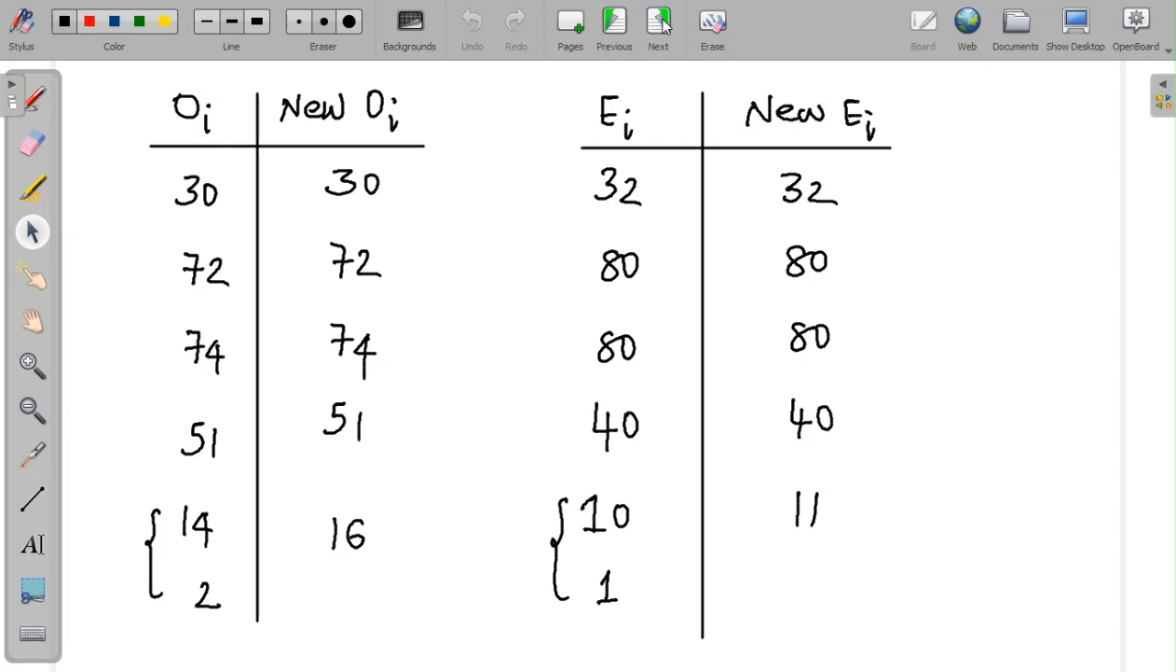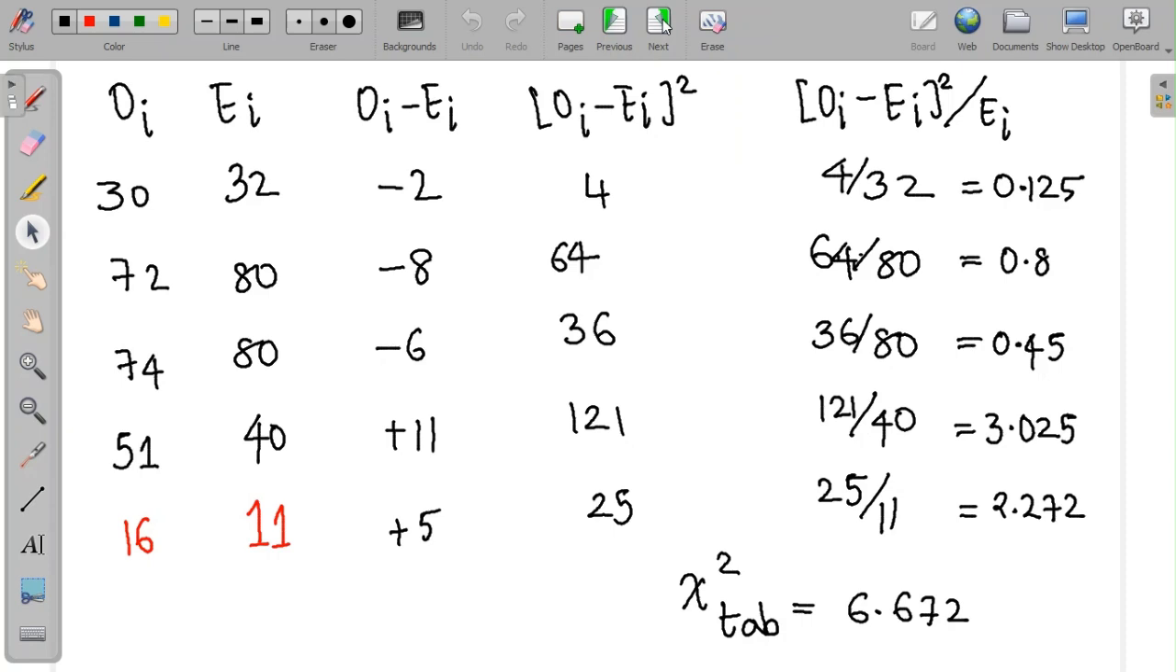Once we get these, we have only 5 classes. The first 4, all of which are greater than 10, and the last 2 which are being clubbed as 1. So 4 plus 1 is only 5. So 5 observed frequencies versus 5 expected frequencies. We do the routine. I've highlighted in red the last row of the table, which denotes 16 and 11, the clubbed frequencies for both kinds. So we calculate the differences, we square the differences, we do the ratio, and we add the ratios. We find that the chi-square takes up a value 6.672.